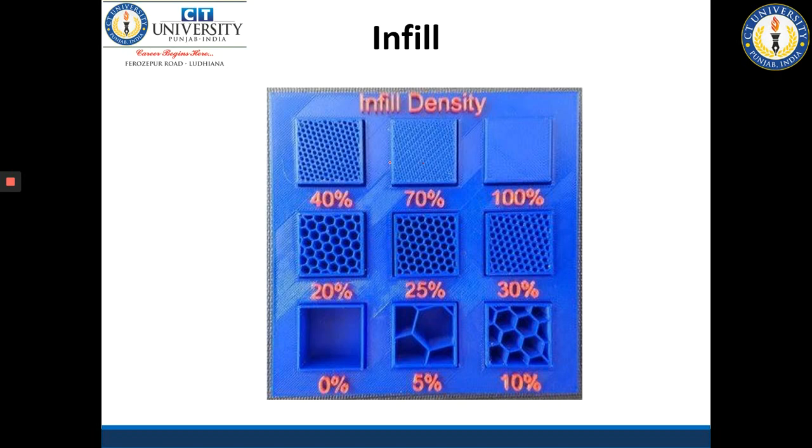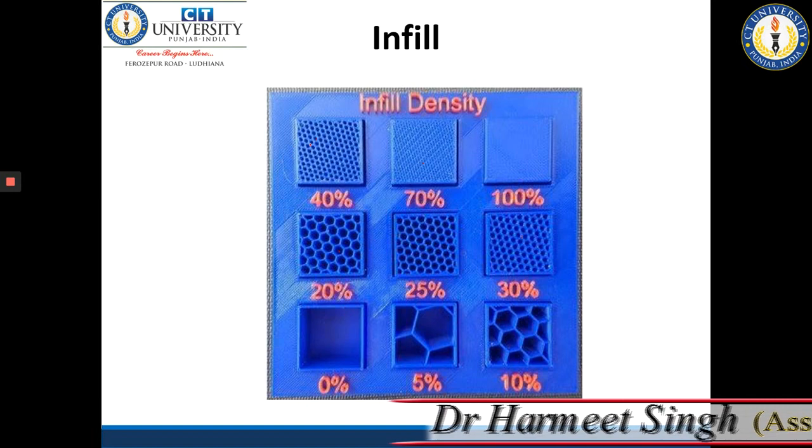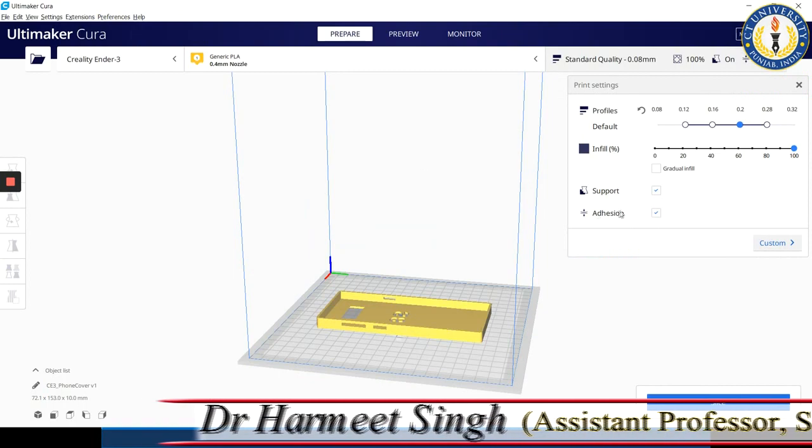If you want to make something that you are going to use in daily life, you always have to print higher, like 70 or 100%. And if you just want to make a prototype, like a showpiece, then 20%, 30% is enough, or 40% is enough. I will show you what's the difference between these.